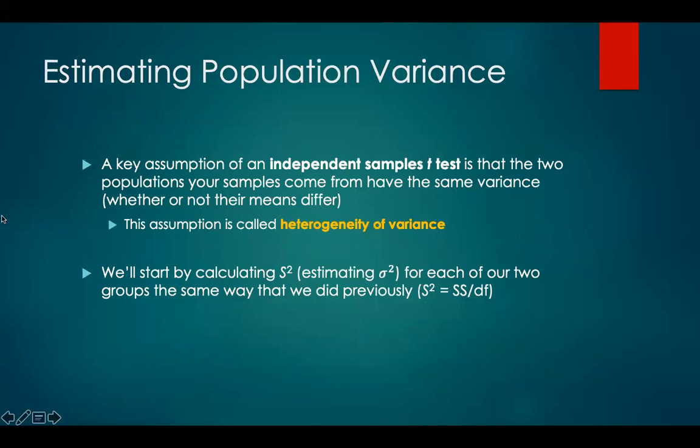Now, a key assumption of the independent samples t-test is that the two populations your samples come from have the same variance, whether or not their means differ. So this assumption is called heterogeneity of variance. Well, this assumption is actually called homogeneity of variance.